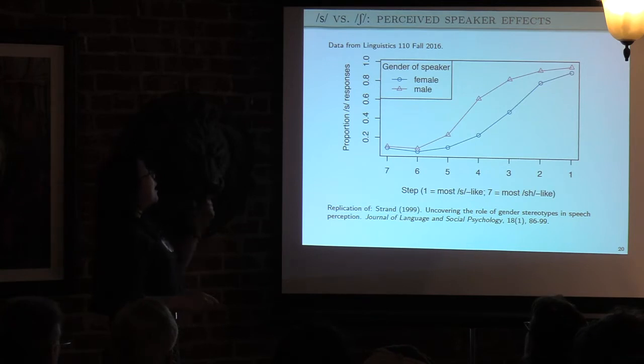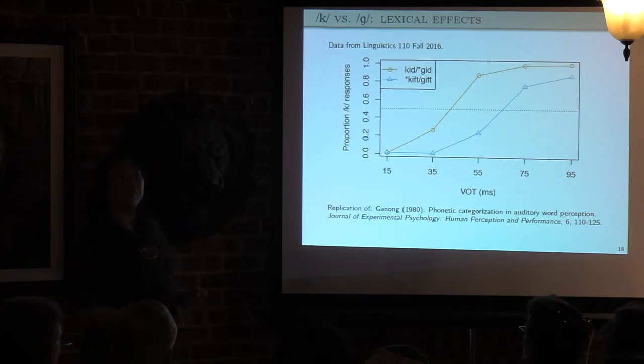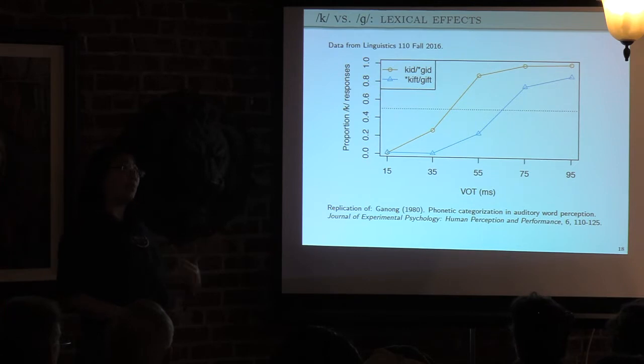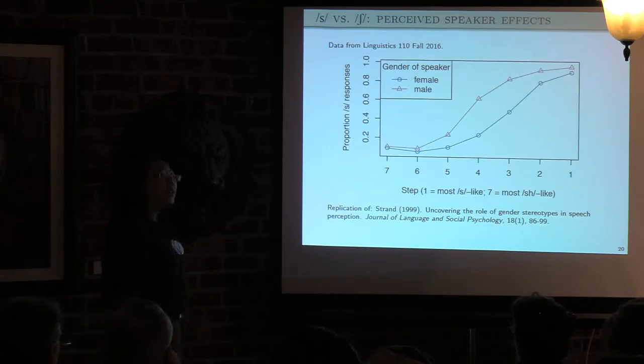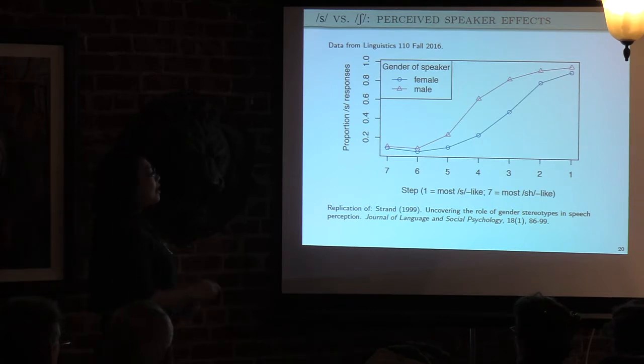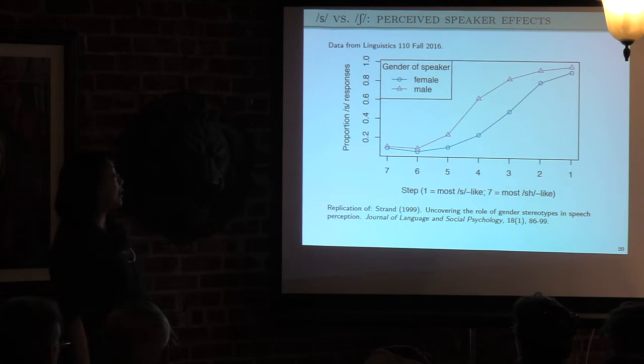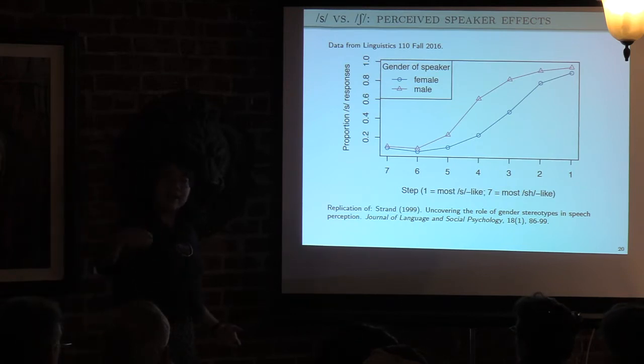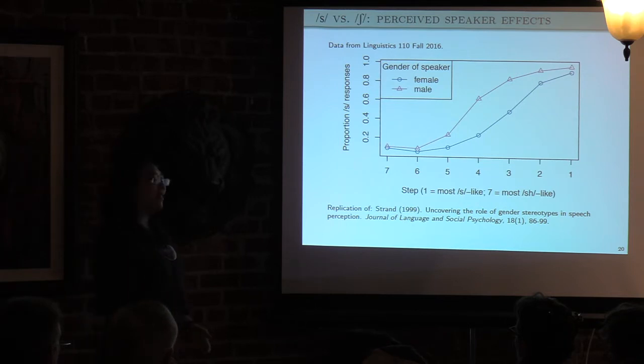And so in addition to things like lexical knowledge, the knowledge that something is or isn't a word, the knowledge that the person you're listening to is a man or a woman also affects how you hear things. So now we're getting out of what we think might be linguistic. Now we're getting into things that are sort of extra linguistic, or, as many of my students argue, still linguistics.